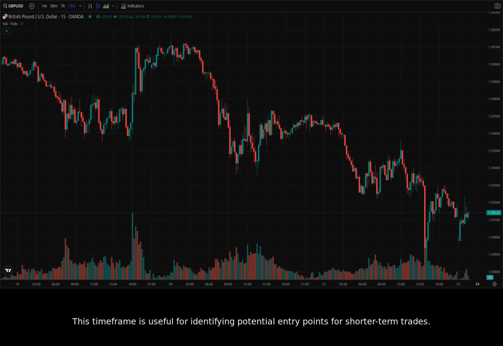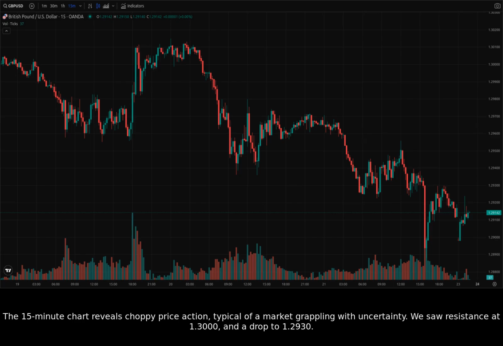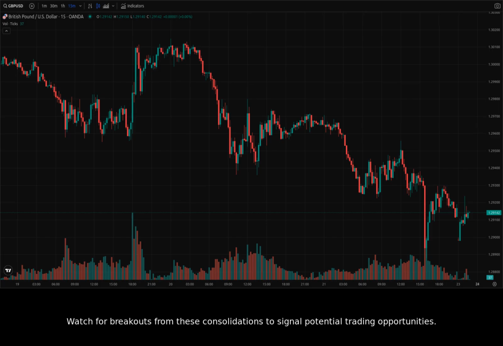This time frame is useful for identifying potential entry points for shorter-term trades. The 15-minute chart reveals choppy price action, typical of a market grappling with uncertainty. We saw resistance at 1.3000 and a drop to 1.2930. Watch for breakouts from these consolidations to signal potential trading opportunities. For short-term traders, keep an eye on the 1.2920 level as a potential support.